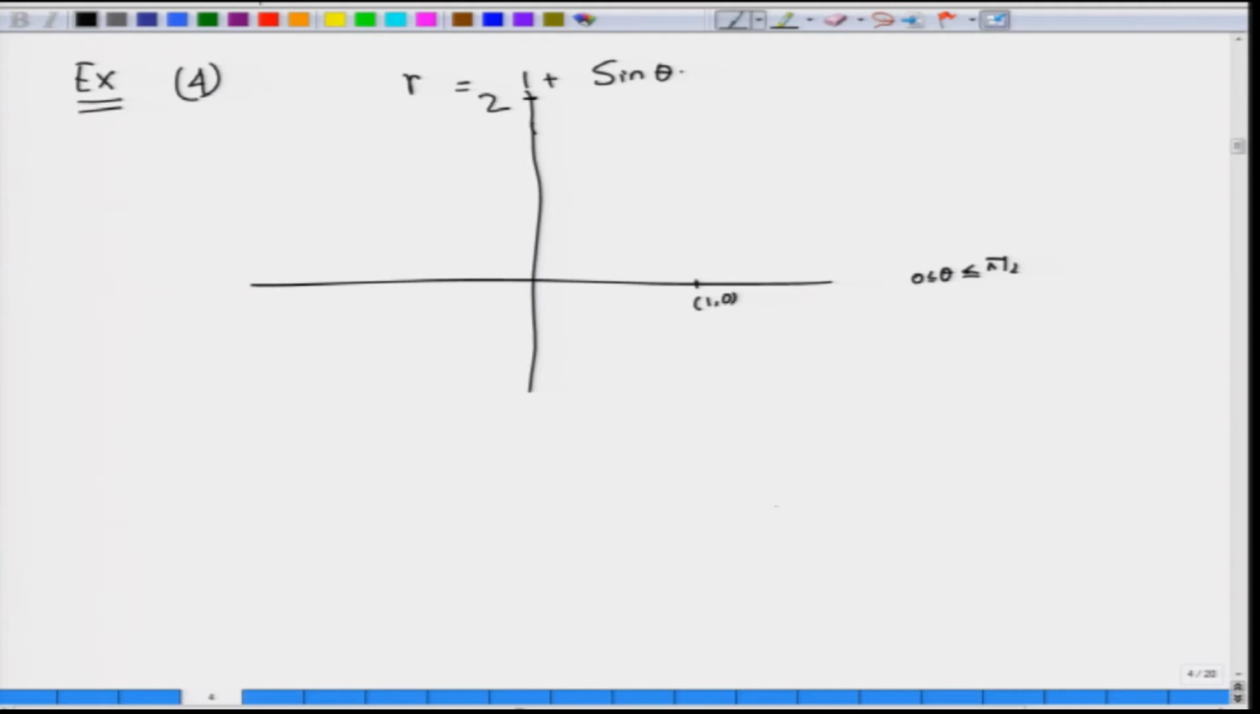So, essentially this will look like something like this. Now, you look at from pi by 2, r is going to be a decreasing function from pi by 2 to pi, and at pi by 2 it is 2, and at pi it is 1 plus sin pi. So, sin pi is going to be 0. So, this is going to be a decreasing function. So, r decreases from 2 to 1. This is up to this.